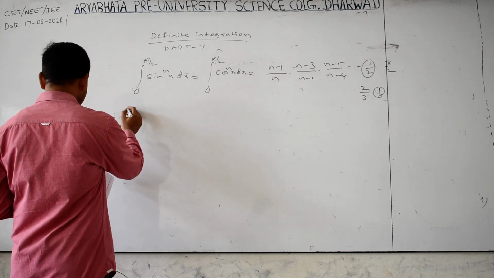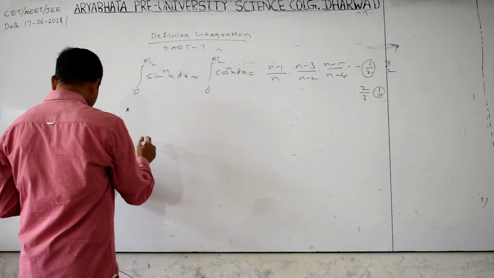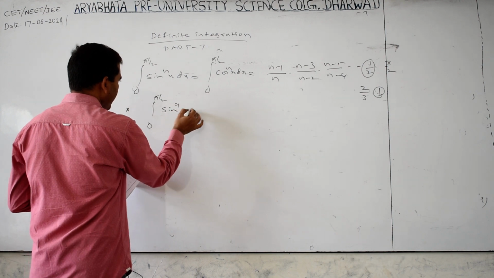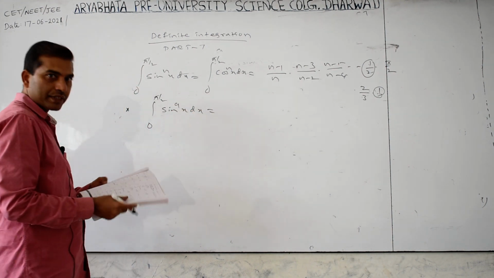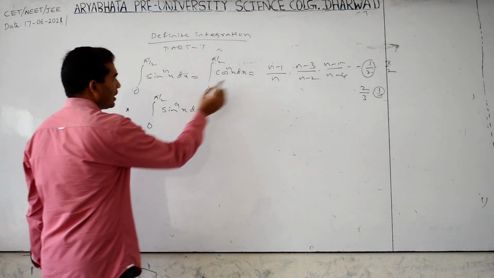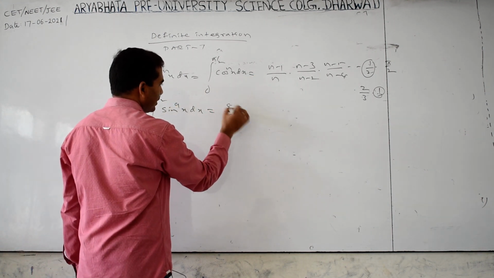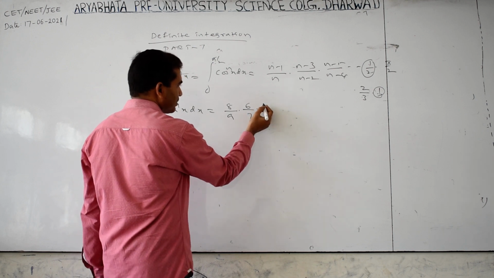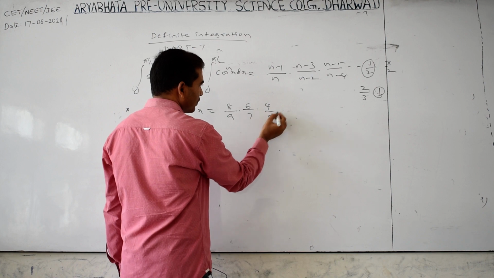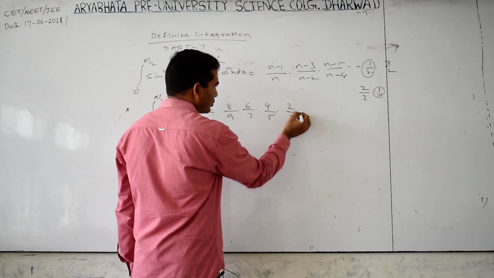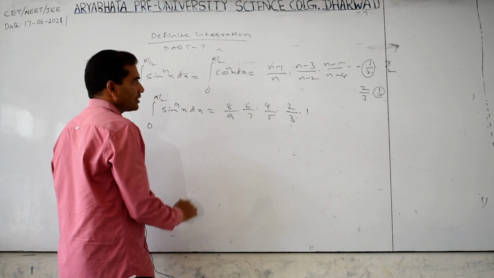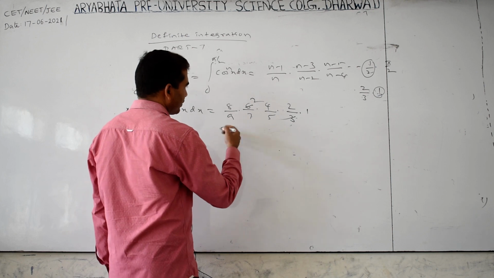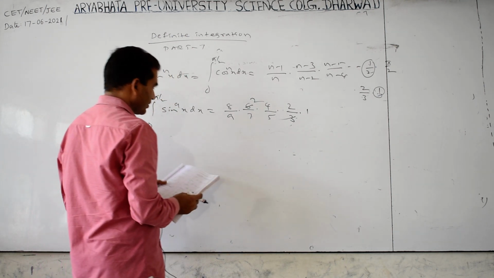Next one is integration of 0 to pi by 2 sine power 9x dx. Okay, put n is equal to 9 here. 9 minus 1, 8 by 9, decrease by 2, 6 by 7, 6 minus 2, 4 by 5, 4 minus 2, 2 by 3, multiply by 1. Finish. Just multiply here. And this you do yourself. Verify the answer. You will get it.